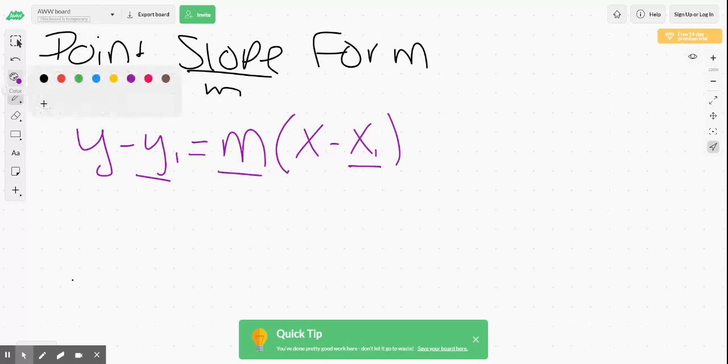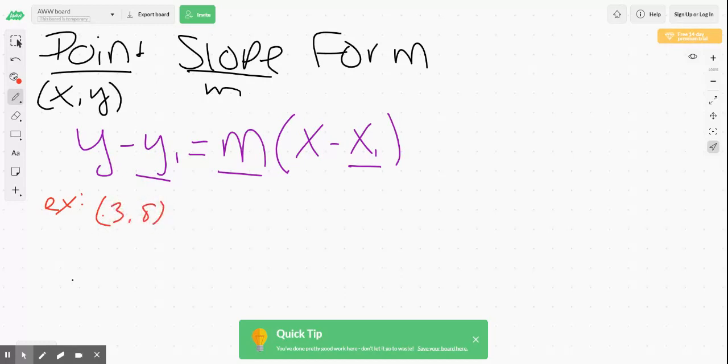So let's work an example out really quick. So let's say that I gave you a point with the ordered pair of 3 comma 8 and an m. So this 3 is my x, this 8 is my y, but I want to specify this 3 as being my x1 and my 8 being my y1. If we had 2 points, we would for sure do that, kind of like when we find slope. So then all I'm going to do is I'm going to sub it. Now remember, I said we're going to sub it here, here, and here.